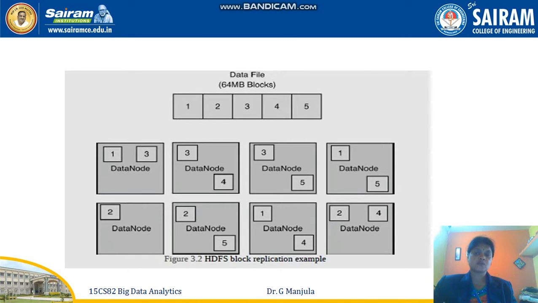You can see here data 1. One data node contains 1 and 3. Another data node contains 3 and 4. Another one contains 3 and 5. But it is not in a sequential order either. Don't imagine that there are 5 blocks and I will put them everywhere in every combination. No, that will not happen.